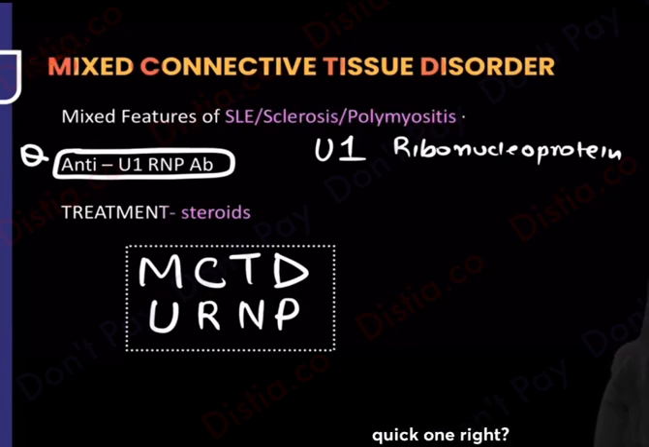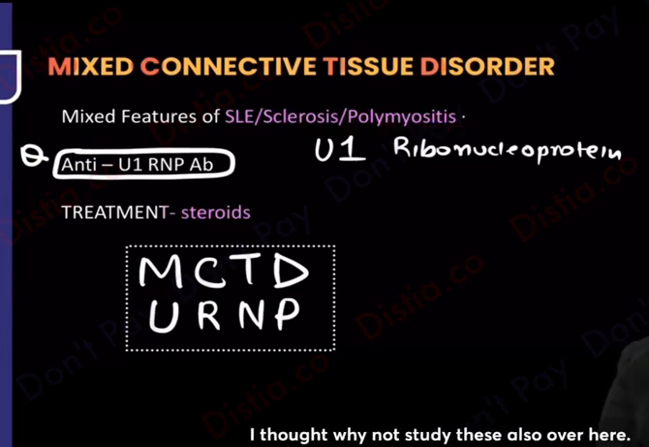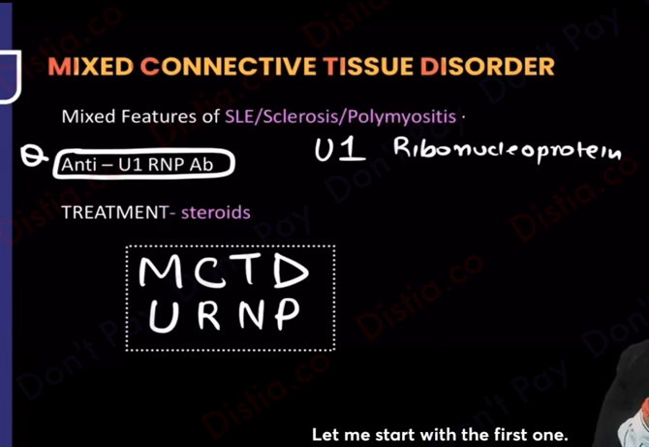Quick one, right? Last one that we have is the difference between, since I spoke a little bit about myositis, I thought why not study these also over here. A quick discussion of all the myositis that we have. What are the 3 myositis in medicine that you study? Polymyositis, dermatomyositis, and inclusion body myositis. Let me start with the first one.